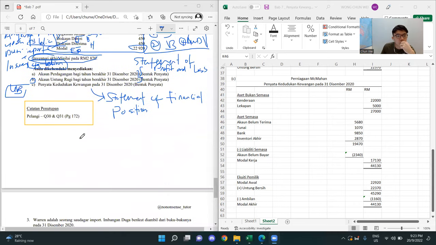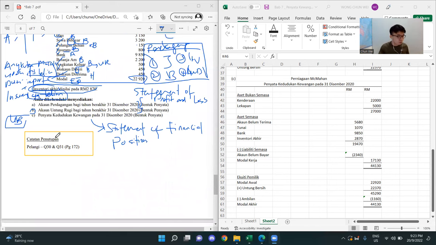Okay, go to your Pelangi workbook, your Form 4. Today we'll be using some questions from your workbook. Turn to page 172. Look at question 30, everyone. Hold on, let me take out the thing. Meanwhile, you take out your workbook.